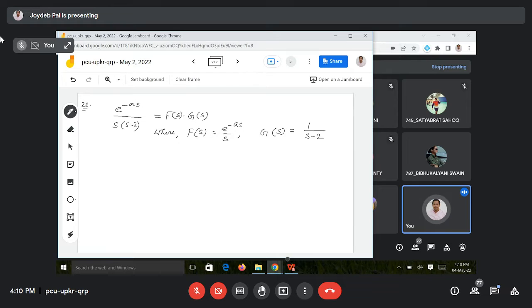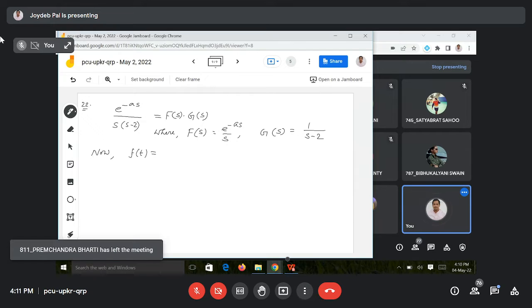Now if we take F(s) as this and G(s) as this, it is easy to find the Laplace inverse of F(s) and G(s). Look, both are of the standard form. So what is the Laplace inverse of F(s)? We denote it as f(t). If F(s) is e to the power minus as by s, then what is f(t)? Do you remember the formula? It is u(t minus a), right?